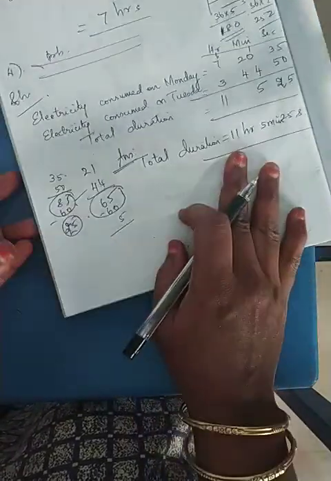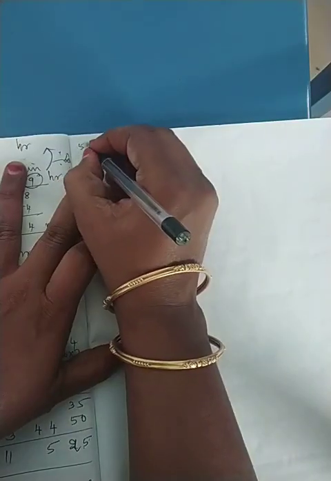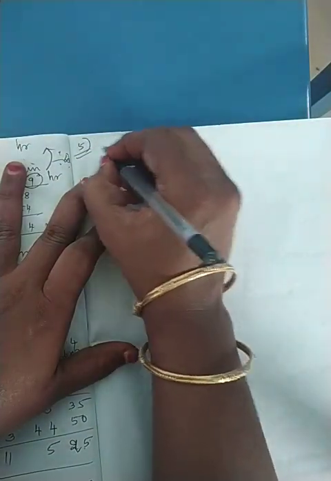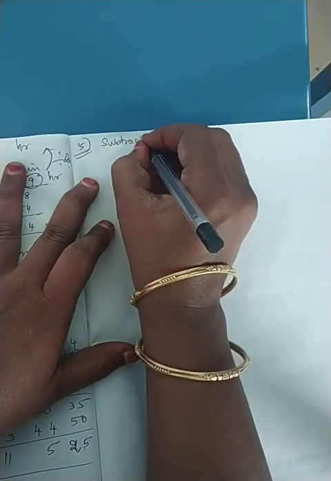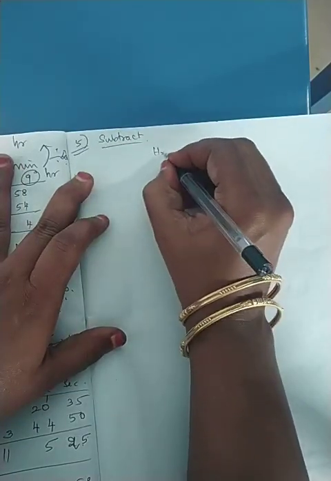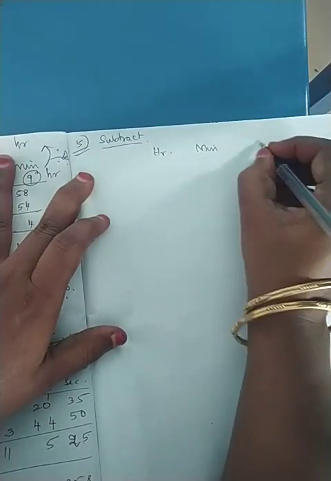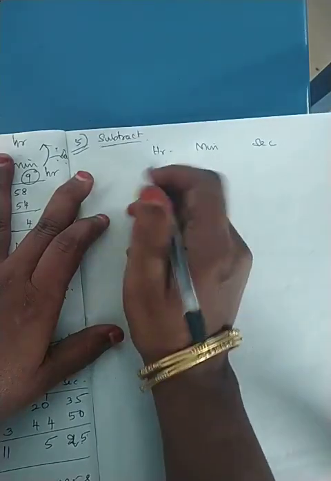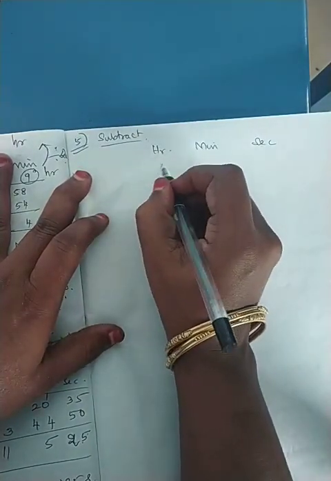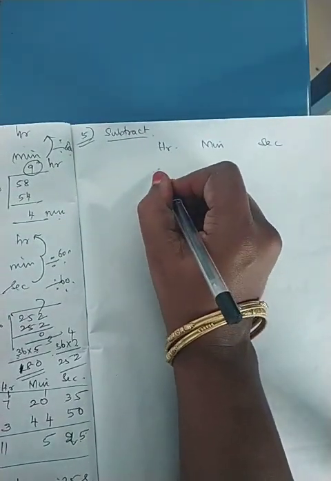Then in the fifth question they are asking us to subtract. So you can write subtract. Write again hours, minutes and seconds. Leave enough space here. And they are saying from. So the from should be written first.